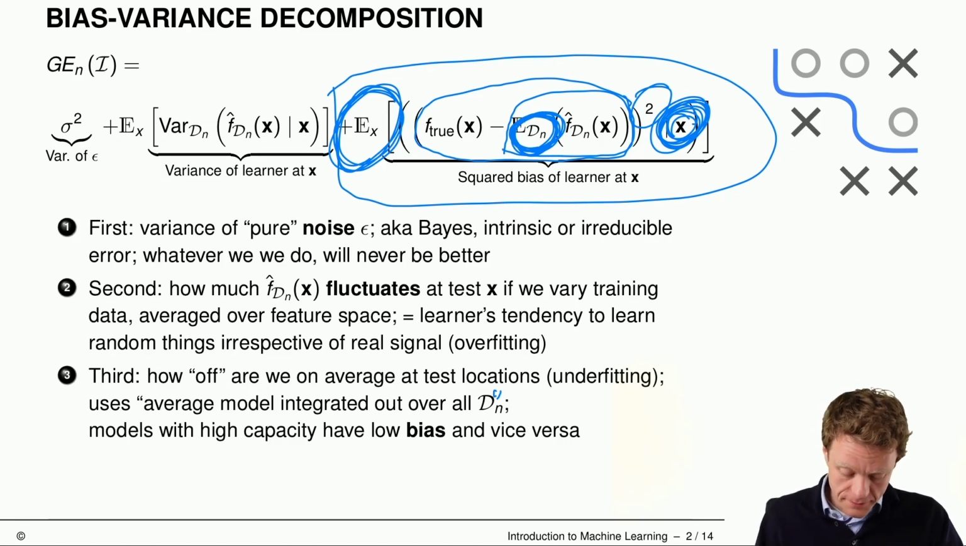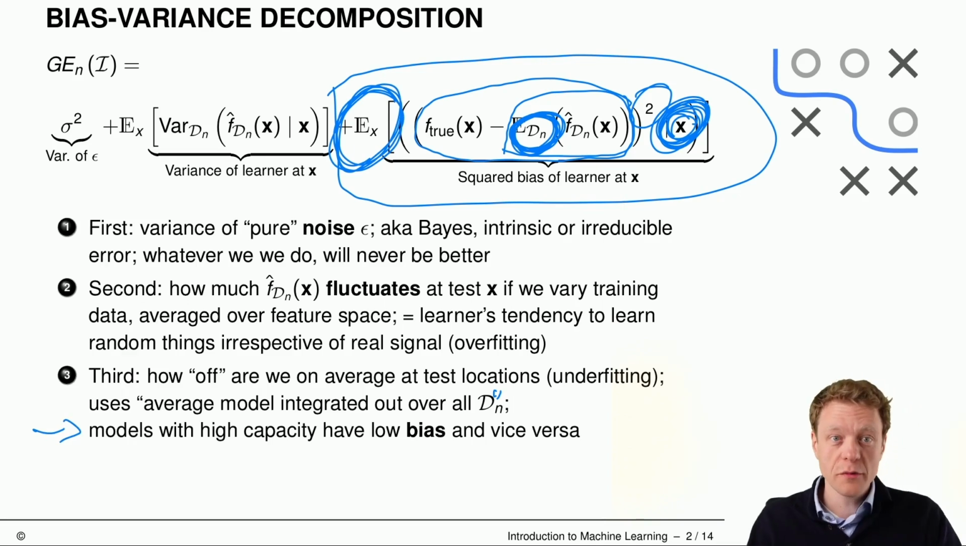Perhaps just one comment here. Models with high capacity have low bias and vice versa. High capacity means the hypothesis space is rather rich, so we can fit whatever we want. We have a low bias, we are able to find a true model, but you will see later that this is a trade-off with the variance. That's why it's called the bias-variance trade-off. If you have a low capacity, the bias will be higher, but then the variance is smaller. That is so far for the theory.